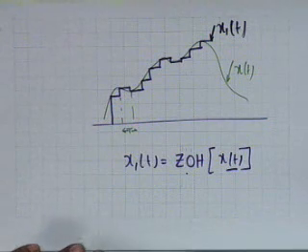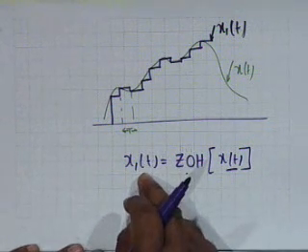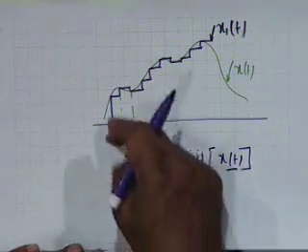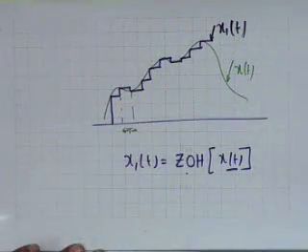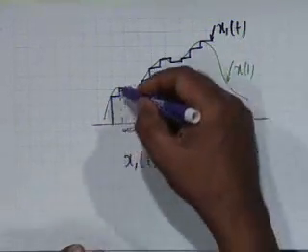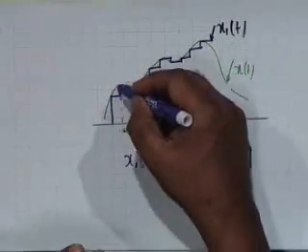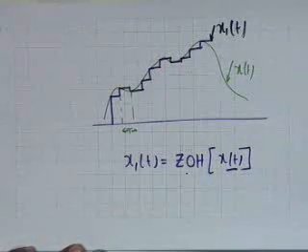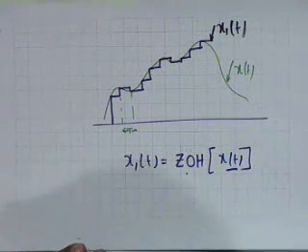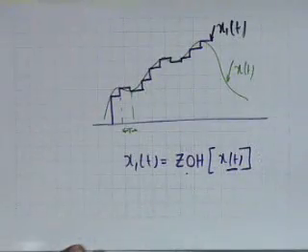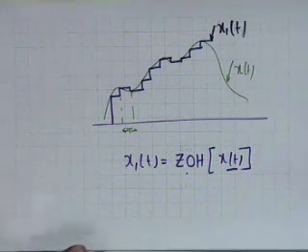Obviously, what is happening is, x1 of t is a rippled version of x of t, and this ripple represents high frequencies as compared to the original signal. The original signal varies slowly, whereas this varies rapidly. So this represents a high frequency superimposed on the original signal, and qualitatively you can see that a low pass filter should be able to do the job.